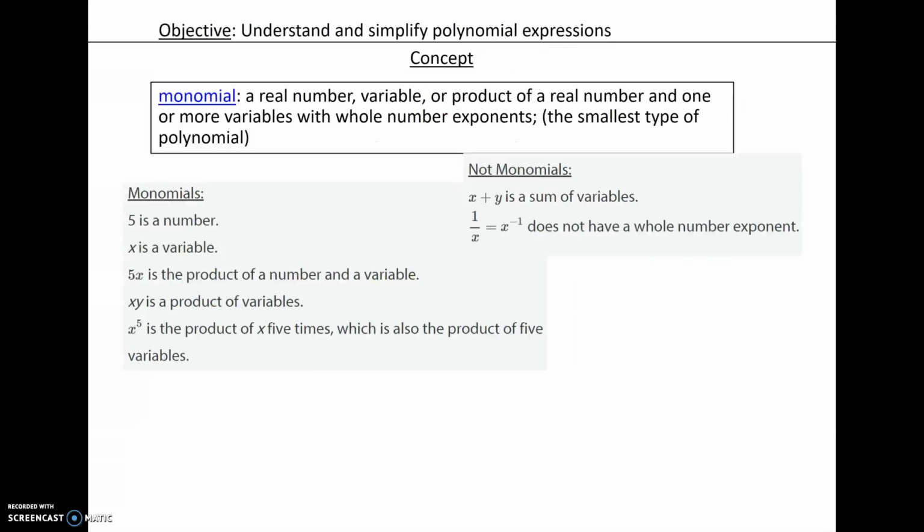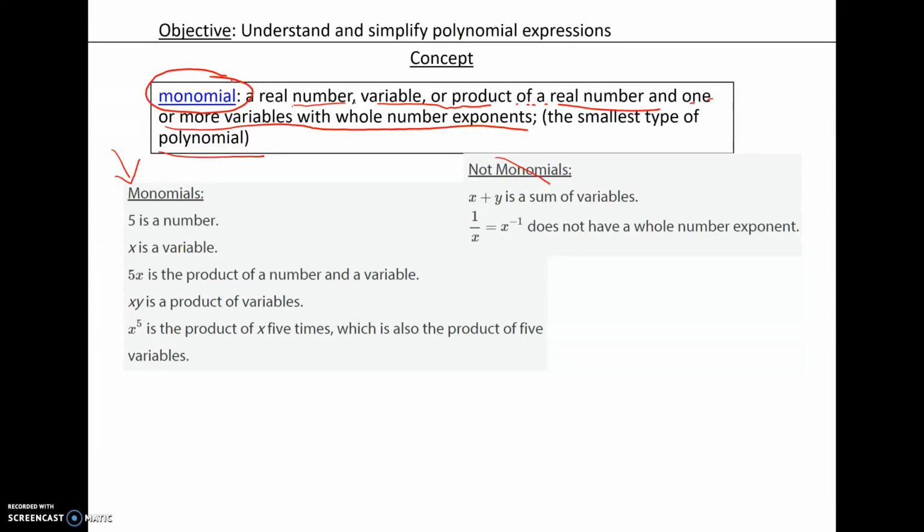Going to the next slide, the key focus right now is on monomials. Can you guys say monomial, please? Perfect. So a monomial is a real number, variable, or product of a real number and one or more variables. It's a huge definition there, huge. But I'm going to be giving you a lot of examples to make it a lot easier to see. Okay, so examples of monomials are right here, and these are not monomials.